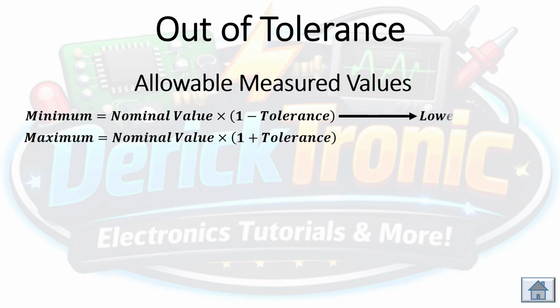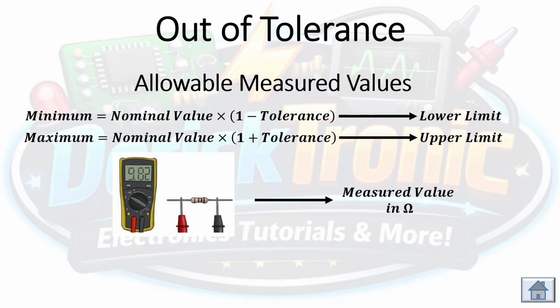As mentioned earlier, the minimum would be the lower limit, and the maximum allowable measured value is the upper limit in the range. Now, once these values have been computed, we can now take the measured value of the resistor in ohms using a digital multimeter. Once the measured value has been determined, we can compare whether it falls in that range from the lower limit to the upper limit.